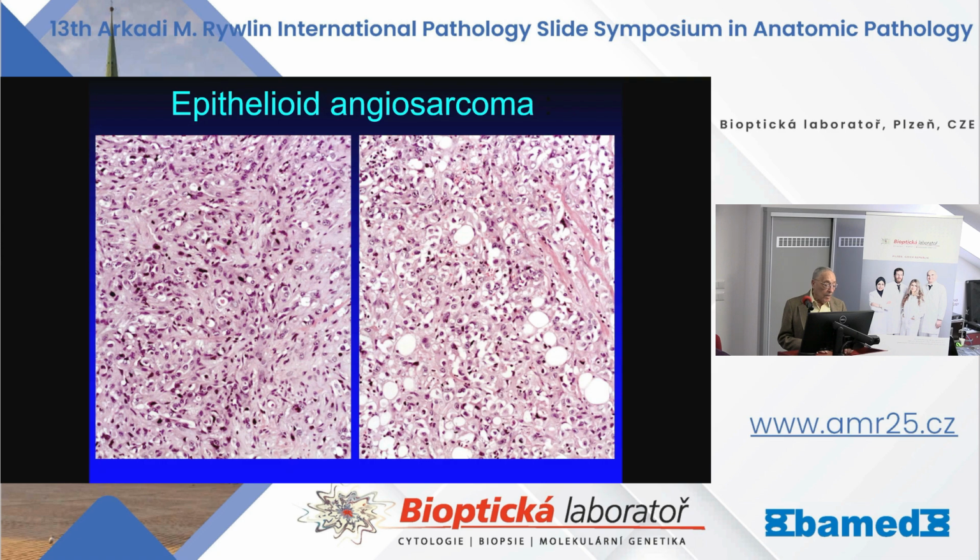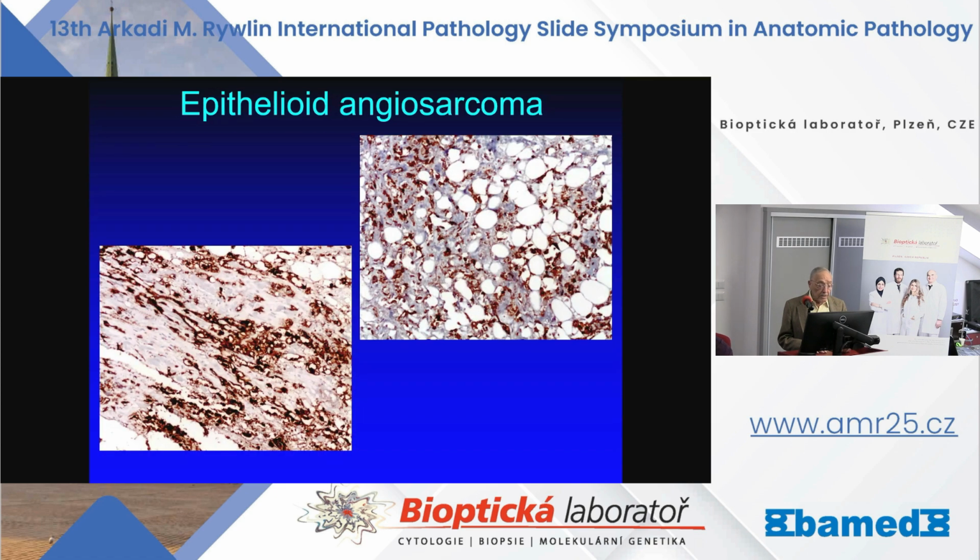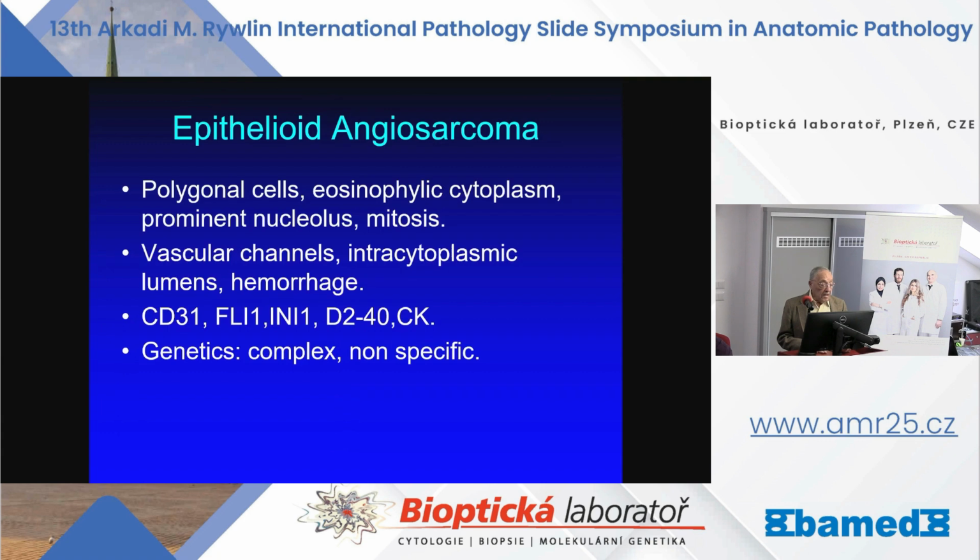Epithelioid angiosarcoma is a pleomorphic lesion. It can be myxoid, it can have lumen, or may have papillary structures, and is positive for all endothelial markers, CD34 and CD31. Has all the malignancy signs, forms vascular channels, and the genetics is non-specific.